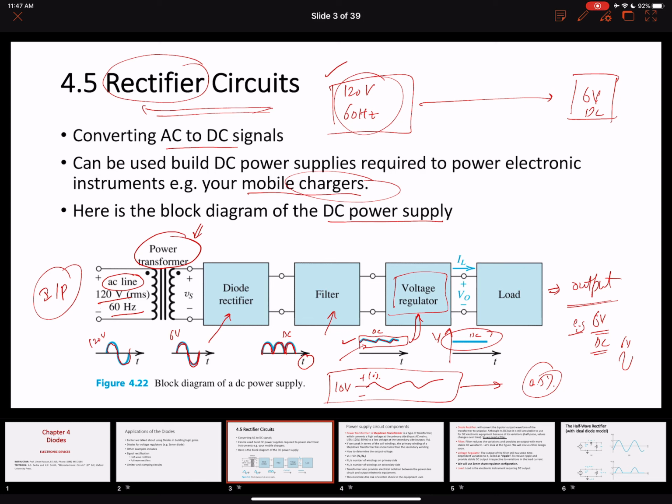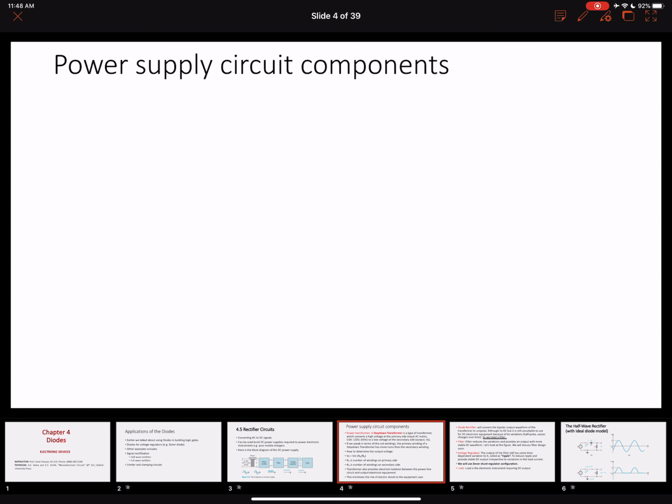So the main component of today's lecture is to work on the diode rectifier circuits, and in the next lecture we are going to design the filter circuits. And we have already discussed the voltage regulator. So these are all the main components of the power supply that we need. All right, so let's start, very quickly I'm going to talk about this first component, the power transformer, and how to design it. And then we're going to move to the diode circuits.